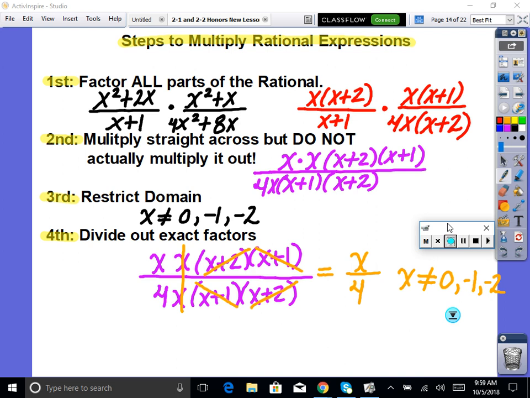Do you see how I multiplied all that stuff straight across, but I didn't actually multiply it out? Everything on top was on top still. Everything on bottom was on bottom still. I've reordered some of it to make it pretty.